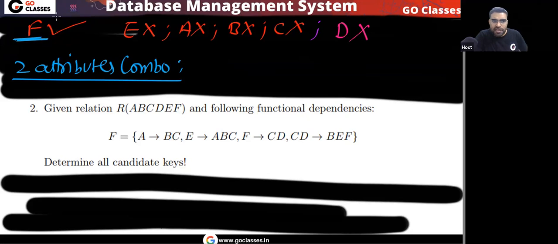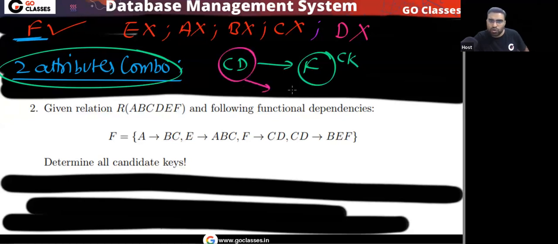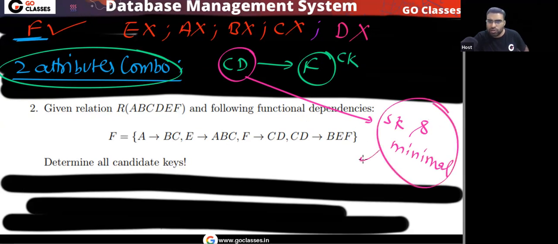Is there any two attribute combination which can determine F? Yes, CD. Notice, CD can determine F, and F can determine everyone. This is a super key and this is minimal also. So I can say this is a candidate key. Clear? So CD is a candidate key. Is there anyone else who can determine F? No. So CD is a candidate key.